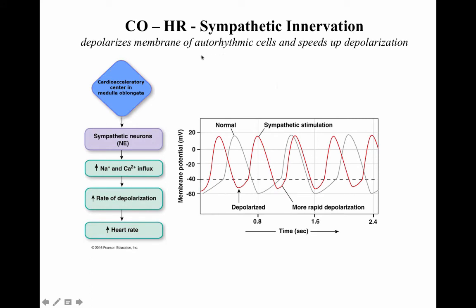The flip side of that is sympathetic innervation, which will depolarize membranes of autorhythmic cells and speed up depolarization. So if we see a normal path here, this sympathetic innervation is going to speed that up. Cardioacceleratory center in the medulla oblongata, which interacts with sympathetic neurons, releasing, say, norepinephrine. This release into the cardiac muscle will inspire an increase of sodium and potassium influx into the cell. We know that when we bring in more positively charged ions into the cell, we're going to depolarize more rapidly, and this is going to increase heart rate.